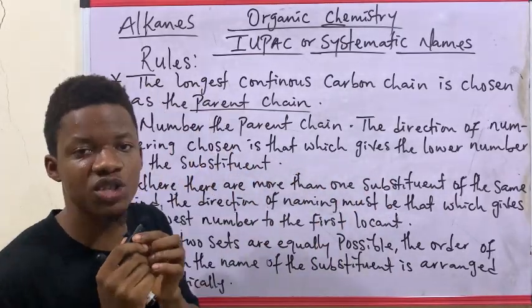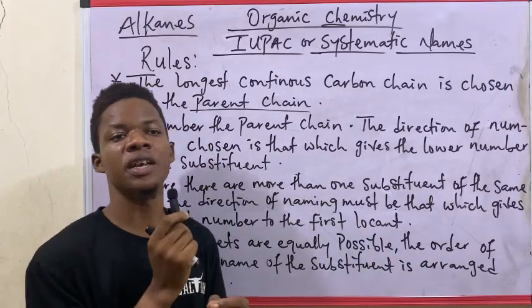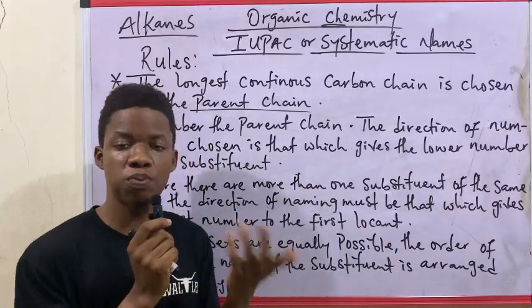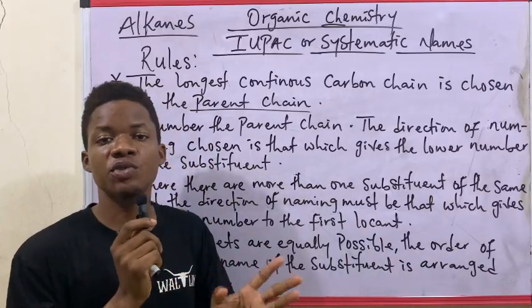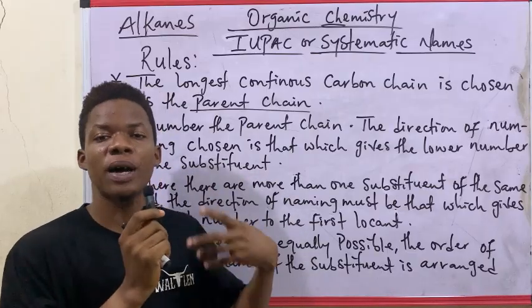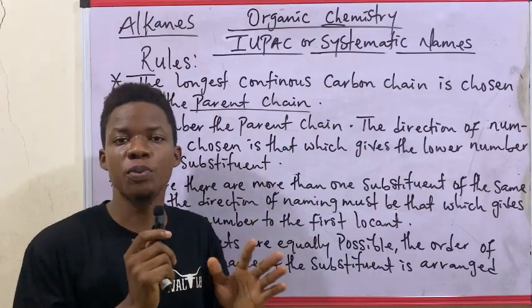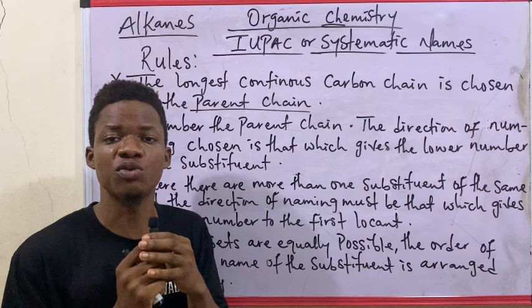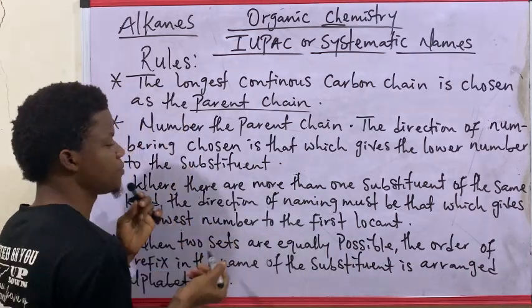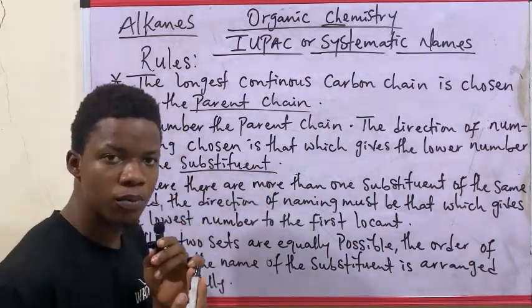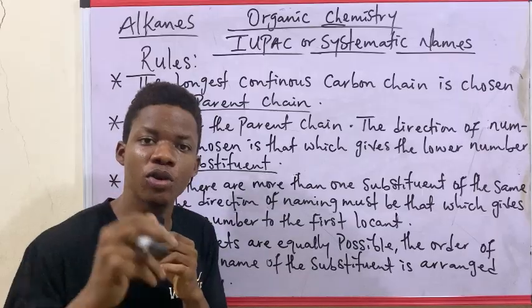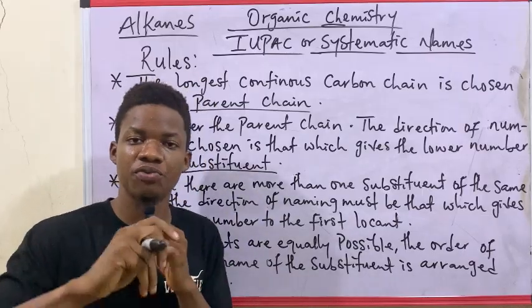So what is a substituent? A substituent is an atom or group. Let me put it this way: substituents are groups that are not part of the parent chain. So any group not part of the parent chain is regarded as what? A substituent. You can write this down: any group not part of the parent chain is regarded as a substituent.